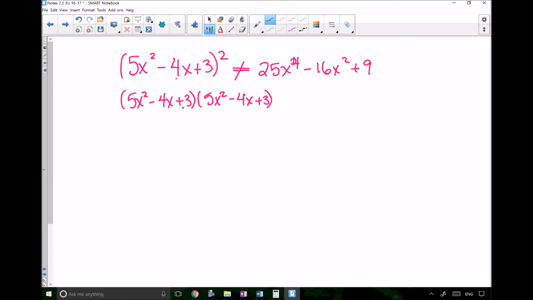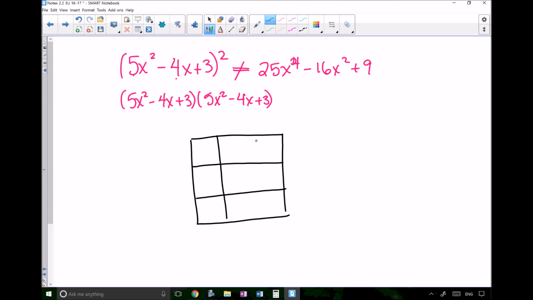So this is a 3 by 3 this time. So what's going to happen is I'm going to have a 3 by 3, and it's going to be a square because all my sides are equal, right? And that's why this is essentially called squared, because you're literally making a square out of it. So I'm going to have 5x squared here, negative 4x here, 3 here. Same thing, 5x squared here, negative 4x here, and 3 here.